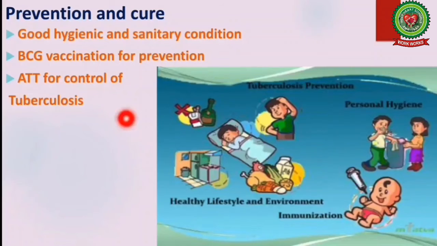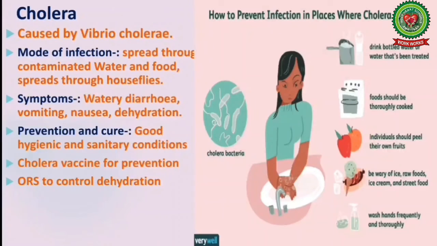Now, what is the prevention and cure? Good hygienic and sanitary condition. BCG vaccine for prevention. BCG is Bacillus of Calmette-Guerin. ATT for control of tuberculosis. ATT is anti-tuberculosis treatment. Now, talking about cholera. It is caused by a bacteria that is Vibrio cholerae. Mode of infection: it spreads through contaminated water and food that spreads through houseflies. Houseflies are the carriers, similarly to the way we discussed about typhoid.